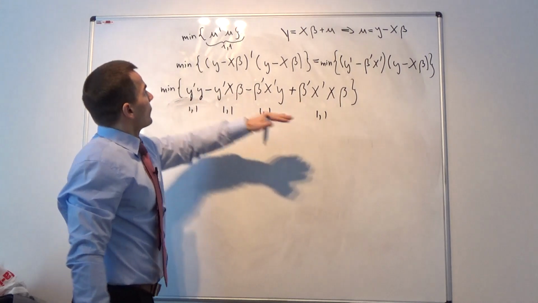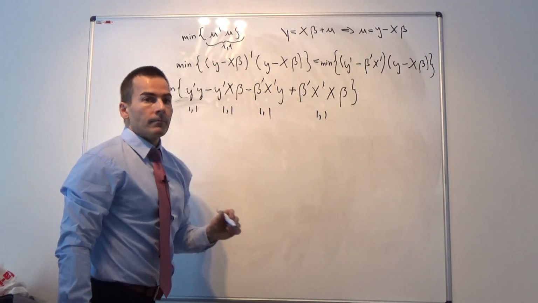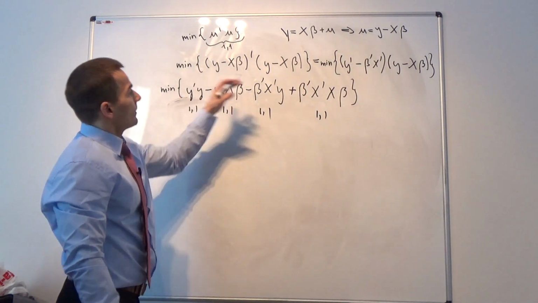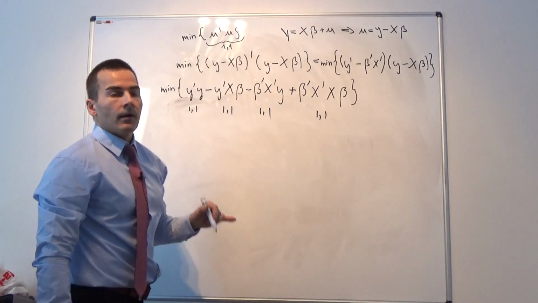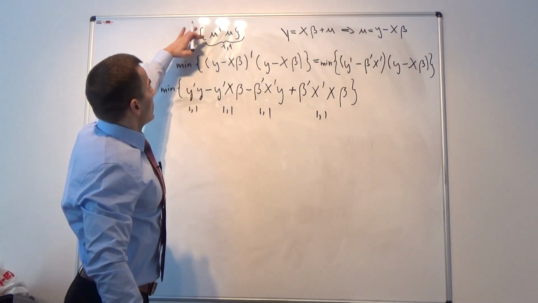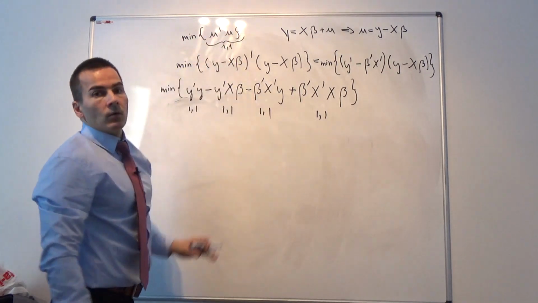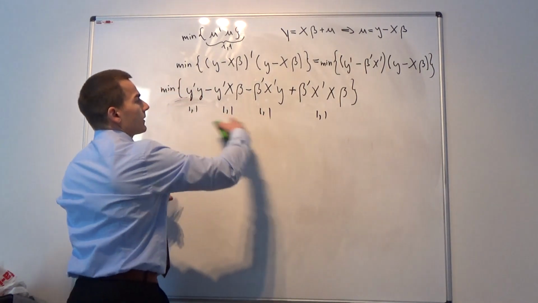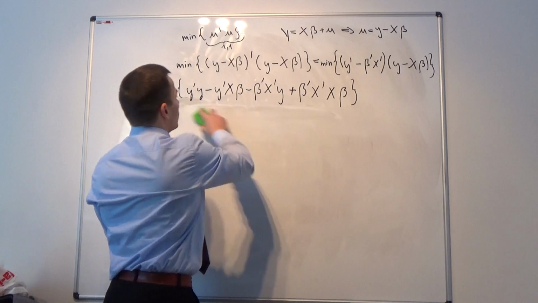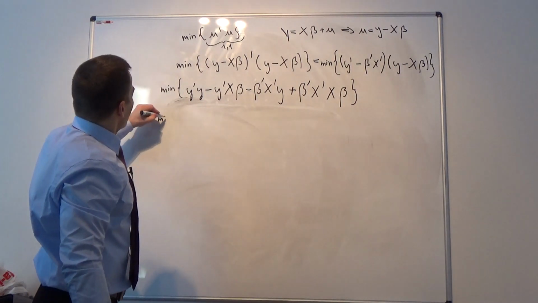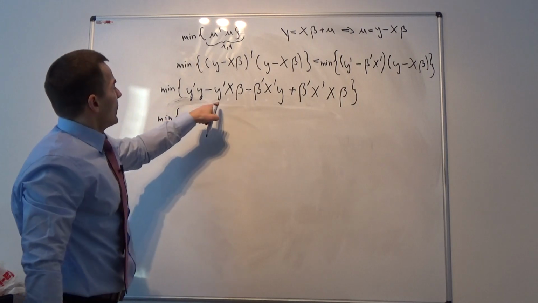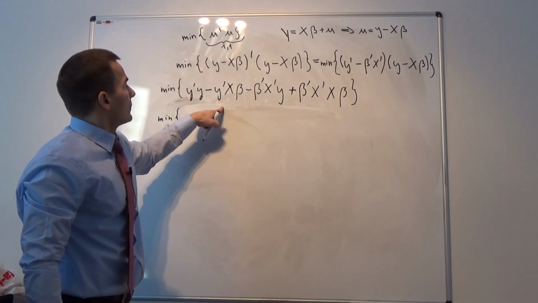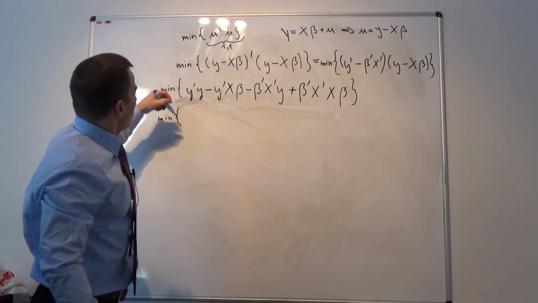So what we have here is 1 by 1, a number. But this number obviously depends on beta. We are interested in the beta that minimizes the squared residuals, the sum of squared residuals. Because these are scalars, we can simplify. We can express this term as this one. It's the same number, it's just transposed.